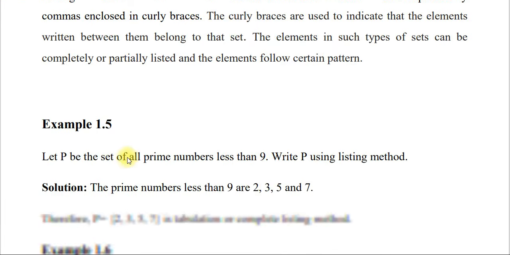Let us look at an example. Example 1.5. Let P be the set of all prime numbers less than 9. Write P using listing method. አሁን እንግዲህ P የተባለ ሴት ወይም ስብስብ ከ9 የሚያንሱ ፕራይም ነምበሮች ወይም ብቸኛ ቁጥሮች ስብስብ ነው። ስለዚህ ግለጹት ተባለ። ስለዚህ ከ9 የሚያንሱ ፕራይም ነምበሮች እነማን ናቸው?